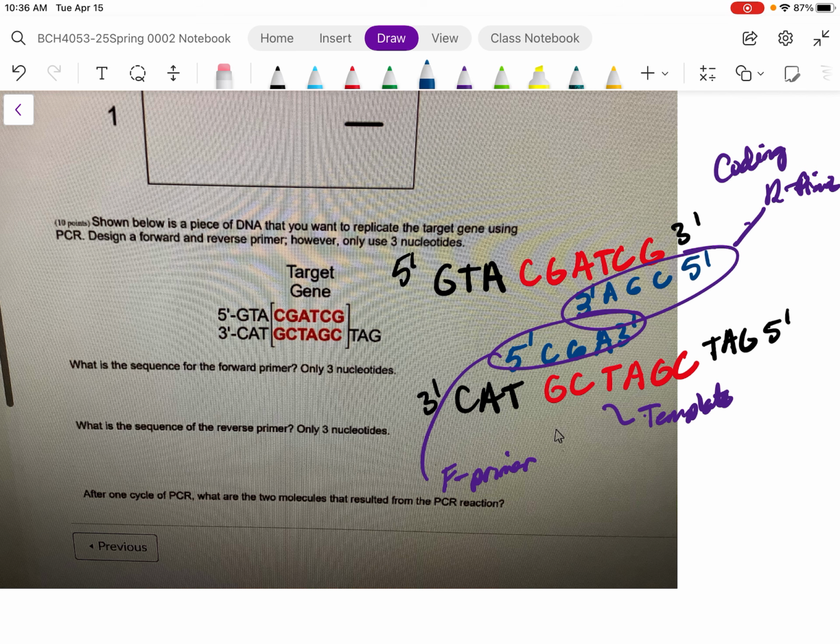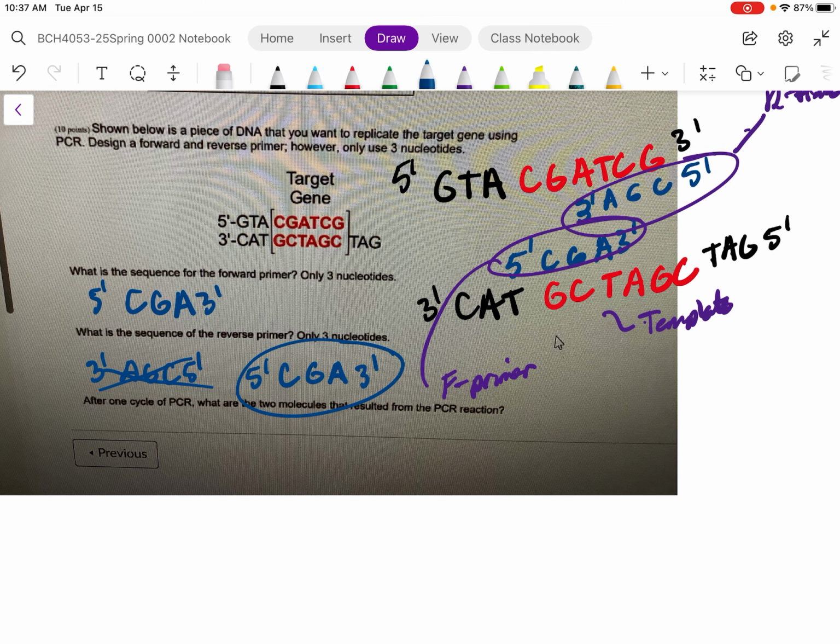So if we answer our first question, what's the sequence of the forward primer? You would say that is a CGA because we were reading from the 5' to the 3'. What is the sequence of the reverse primer? If you wrote it this way, that is wrong because we read DNA sequences from the 5' to the 3' direction. So this would be the correct answer right here.